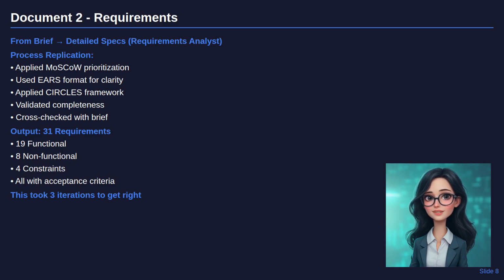The output includes 19 functional requirements, 8 non-functional requirements, and 4 constraints. Every single one has acceptance criteria. This took 3 iterations to get right, just like a human analyst would need multiple passes to catch everything.